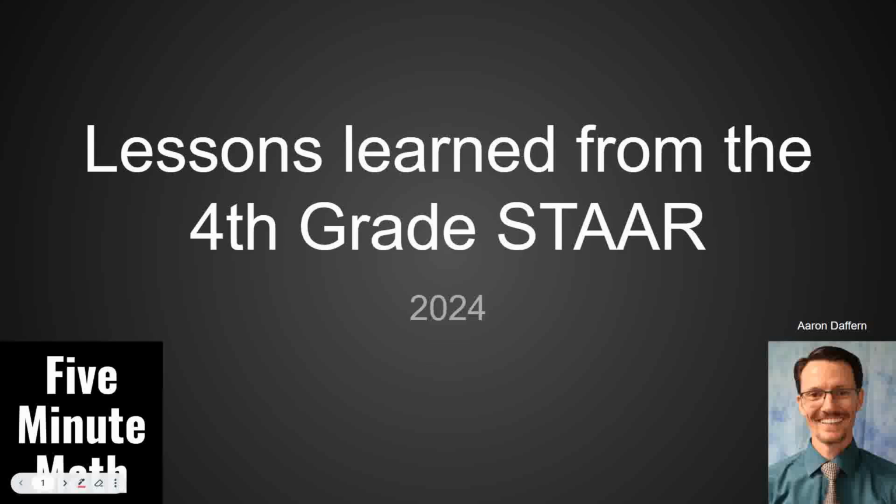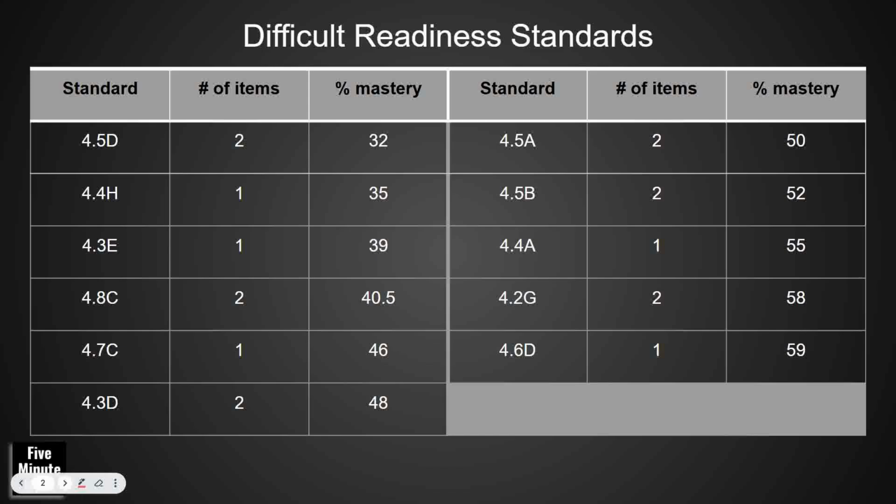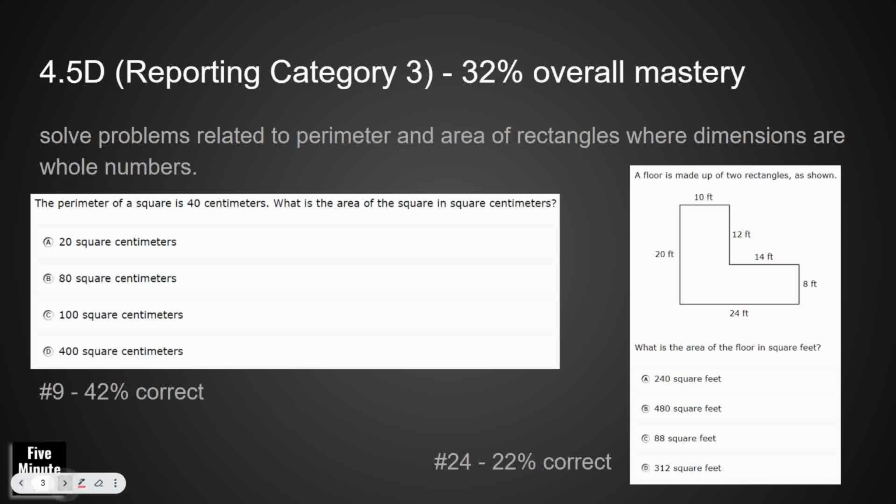My name is Aaron Daffern, and today we are looking at lessons learned from the fourth grade Mathematics STAAR 2024. What we're going to do is look at the readiness standards in which students across the state of Texas scored at 60% mastery or below, and we will look at the problems themselves, why students might have struggled, and what the instructional implications are for us as educators.